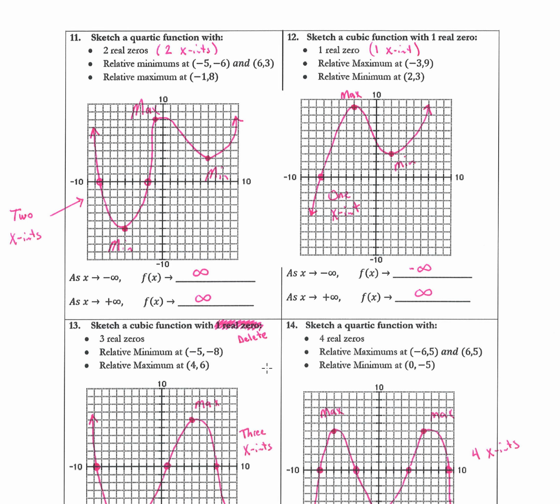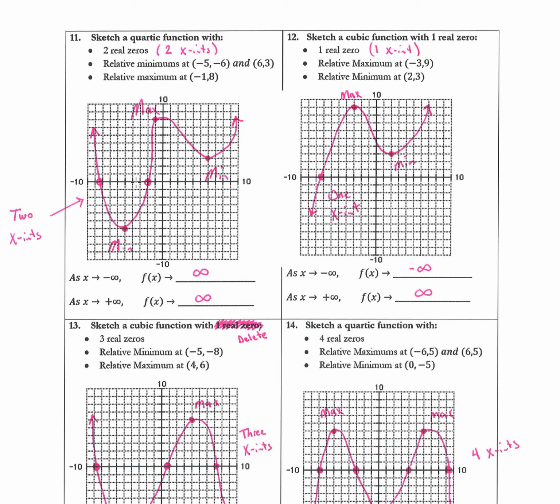Okay, and here, sketch a quartic function with 2 real zeros. So I need to sketch something that looks like a W, so up and down and up and down, and it's going to have a max and a min like it says, and it looks like it has 2 x-intercepts, so it's going to go here and here. So make sure when it has this minimum it doesn't actually go through again. So it's going to have 2 real zeros.